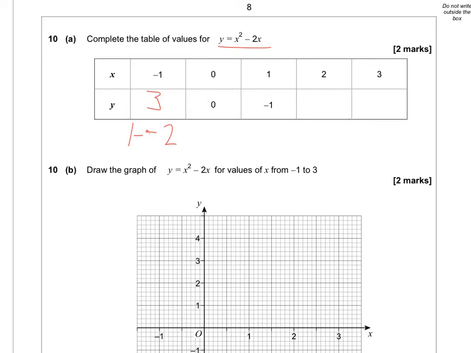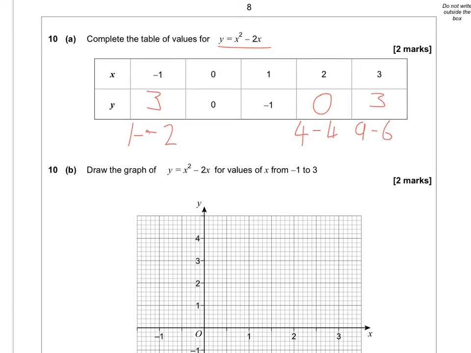For the other two tables we're going to do 2 squared, so 2 times 2, which is 4. We are then going to be taking away 2 times by 2, so we're going to be taking away 4. So in here we've got 0. And on the last space we've got 3 squared, so 3 times 3, which is 9. We're going to be taking away 2 times by 3, which is 6. So in this last part of the table we should have the value 3.